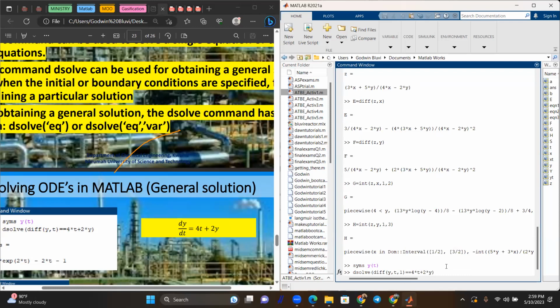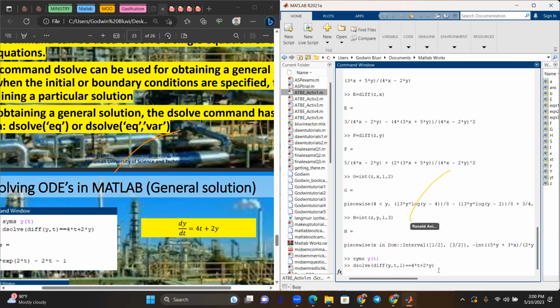If you don't have any initial conditions, fine. But if you have initial conditions, you can add the initial conditions. But here we don't have initial conditions, so enter.